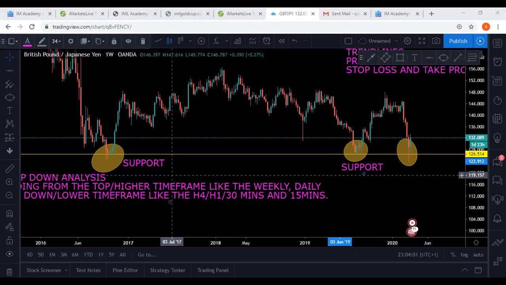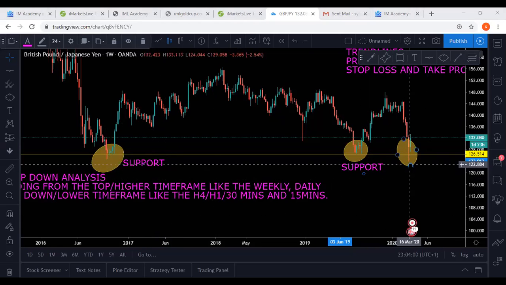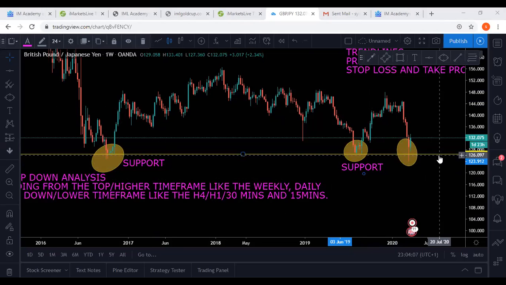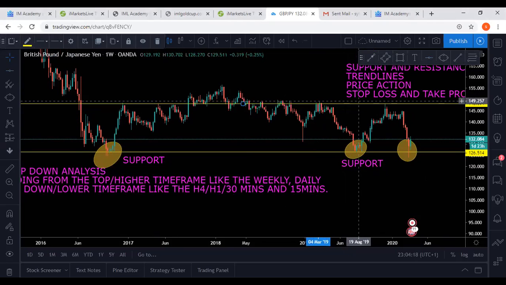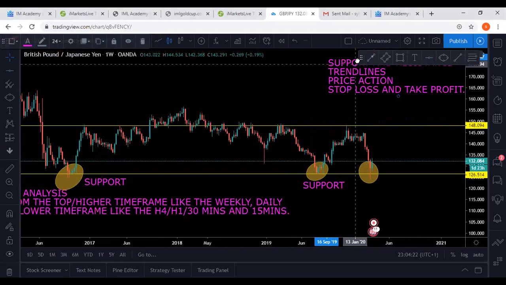Okay, so this is your support, another level of support right here. Very, very simple stuff. So I think support is clear for everyone. All right, so I'm going to drag my horizontal line again and drop it somewhere around here. Okay, let me drag this up.